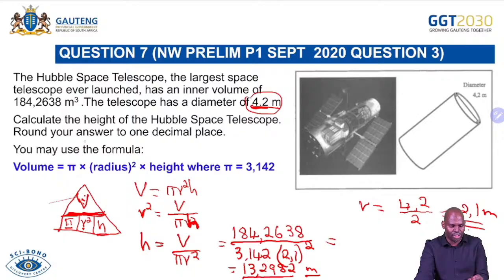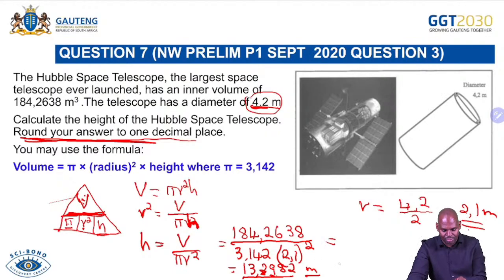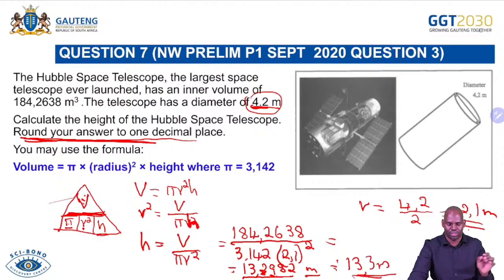But let us be careful there. The examiner gave an instruction: round your answer to 1 decimal place. So it means there's a mark specifically for rounding. In this case, if you don't round off, you're going to lose the mark. So if it's 13.29, we're supposed to keep the 2, but the digit next to it is 5 or more. So this will become 13.3. So 13.3, then it's in meters.